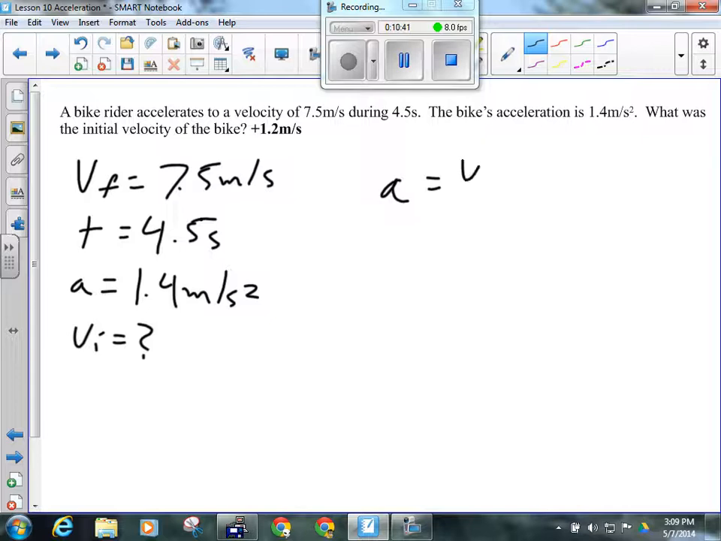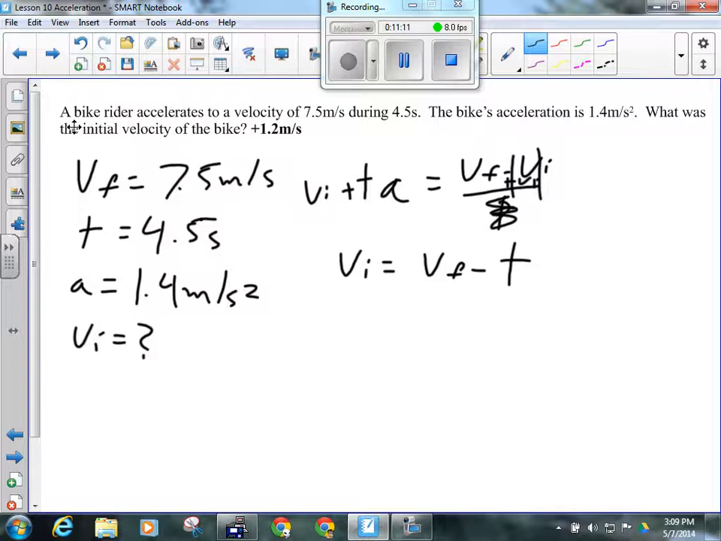So A equals VF minus VI over T. This is the most difficult manipulation of this formula, solving for VI. All right, first thing I'm going to do, multiply both sides by T. Then I'm going to add VI to both sides. So it comes over here like I'm solving for VF. Now, I want VI to stay over here by itself. What do I do with T times A? Not divide it. Subtract it. Right, so VI equals VF minus T times A.